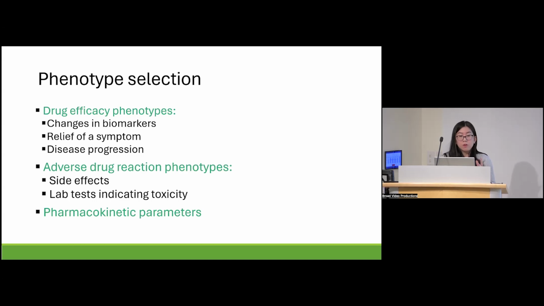On the flip side of drug efficacy, there's adverse drug reactions. So you can construct phenotypes looking at, did someone, yes or no, develop side effects. We can also measure lab tests indicating toxicity. So if a given drug causes liver toxicity, you can look at changes in liver function tests and things like that.